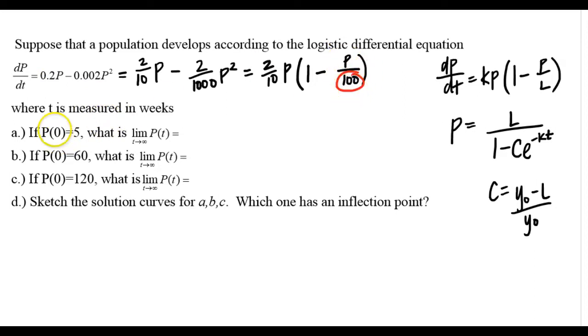But again, it doesn't matter for parts A, B, and C that the initial population was 5 and then 60 and 120. The answer to A, B, and C are all 100.